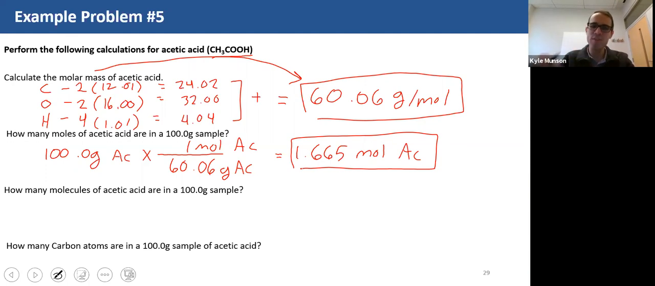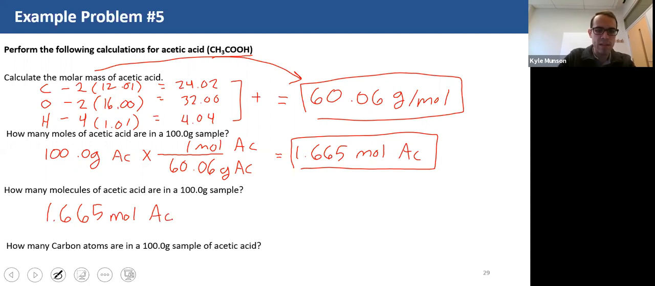So now we have moles, so now let's calculate molecules. So how many molecules of acetic acid are in a 100-gram sample? And remember, if you go back to that chart, the way we go from moles to molecules in this case is with Avogadro's number. So we already calculated the number of moles in a 100-gram sample, so that makes our life easier here. So we're just going to start out with moles. Of course, if you start out with grams and did the conversion again, you would get the same answer as I'm about to get.